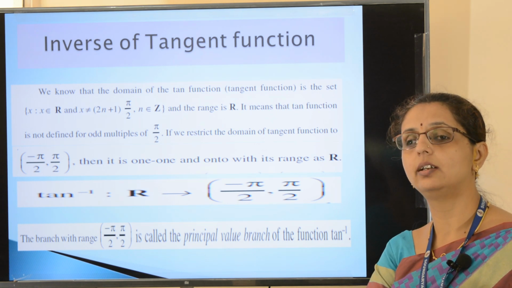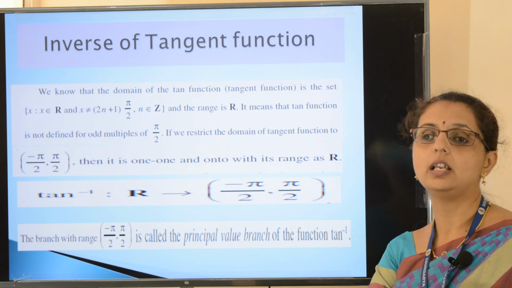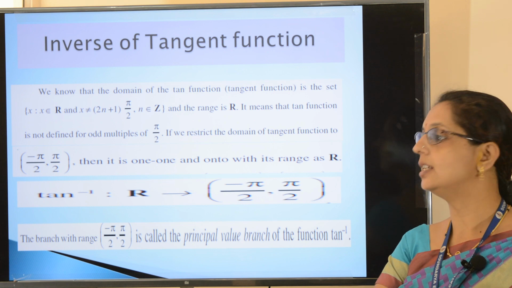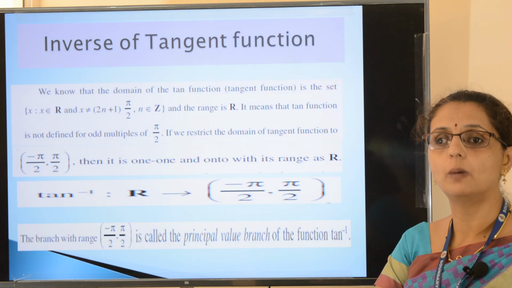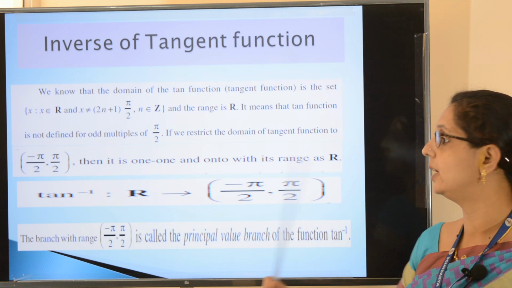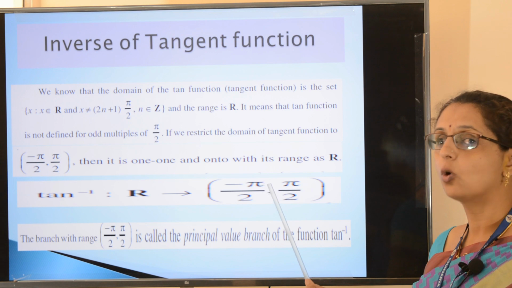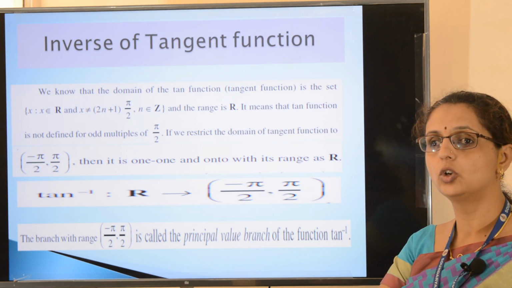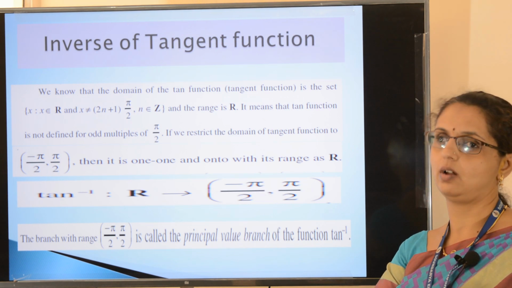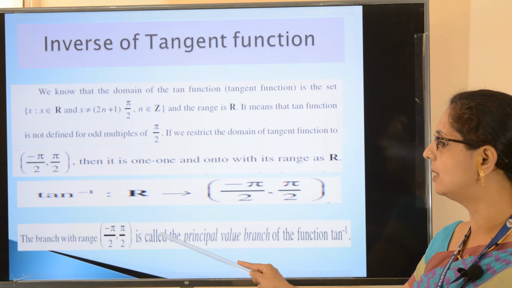First question is: define the inverse of a tangent function. How do we define it? The inverse of a tangent function is defined as tan inverse from the set of real numbers to the open interval, once again I am pointing it out, open interval minus pi by 2 to plus pi by 2. And what will be its principal value branch?